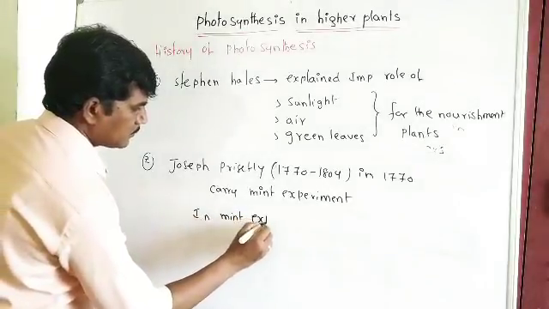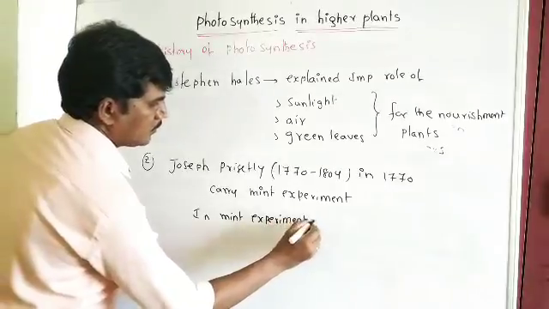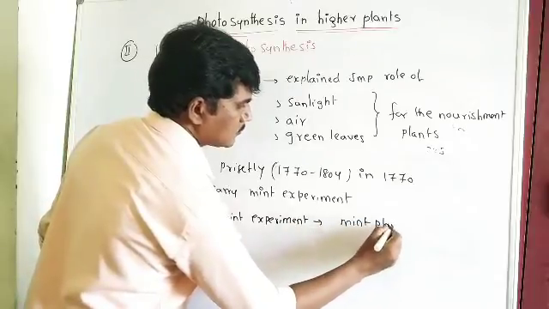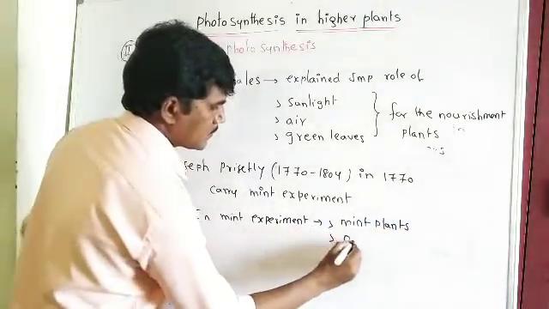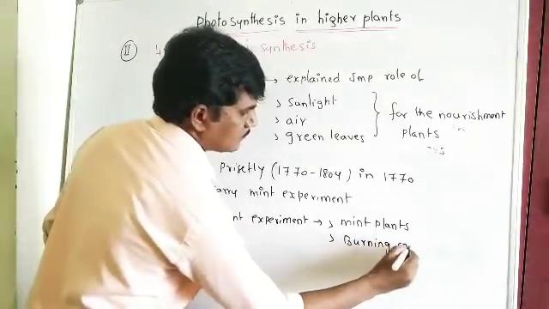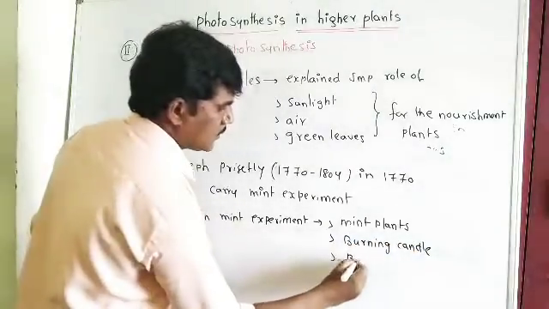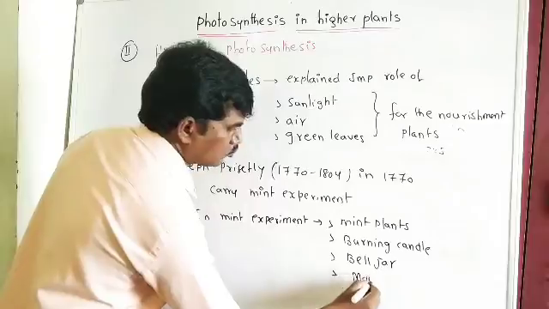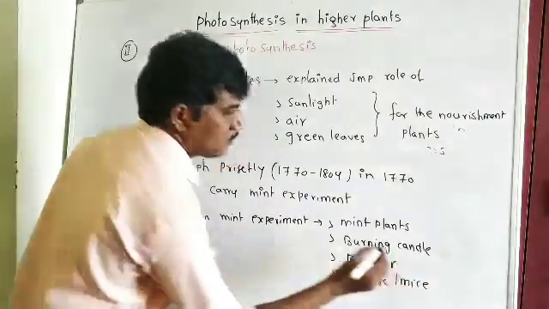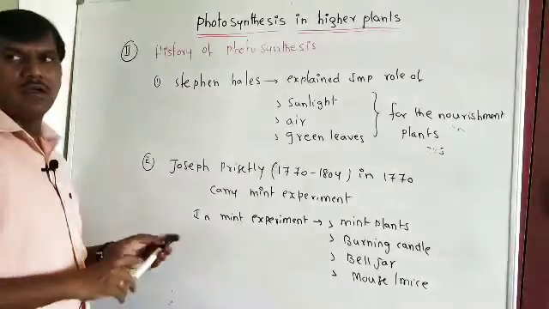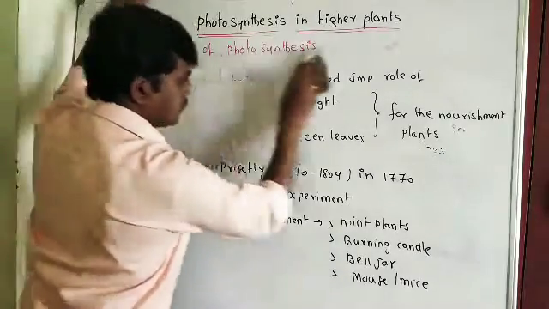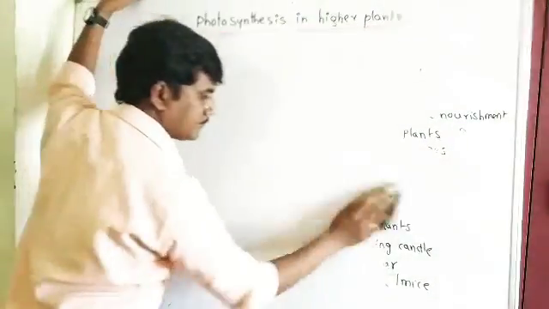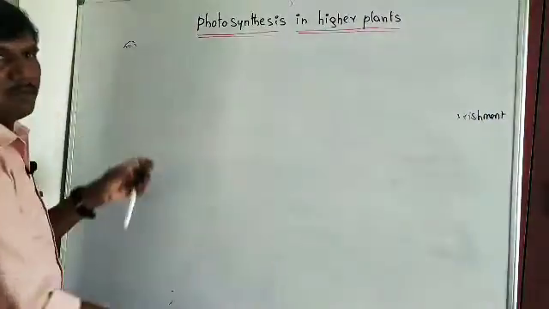In the mint experiment, he used a mint plant, a burning candle, a bell jar, as well as a mouse or mice. Now we'll see the experiment. When you come to the mint experiment, it's very important for us.